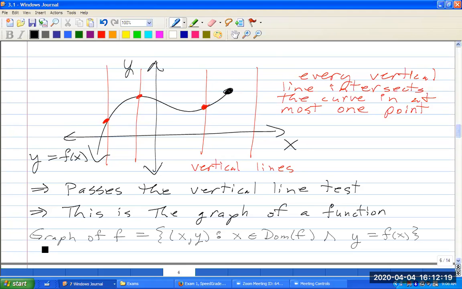In other words, I'll tell you what the graph of a function is. The graph of the function f is the set of ordered pairs such that x is in the domain of f and y equals f of x. And so if my curve passes the vertical line test, then there exists some function f such that the graph of y equaling f of x is this curve. Okay.